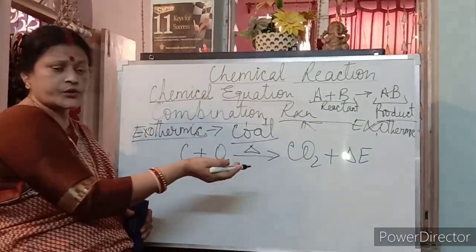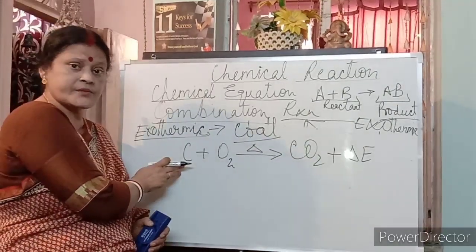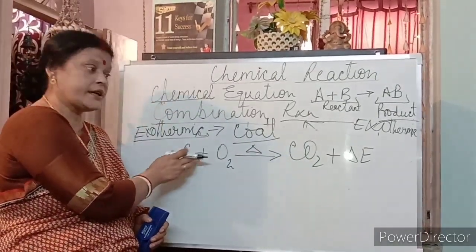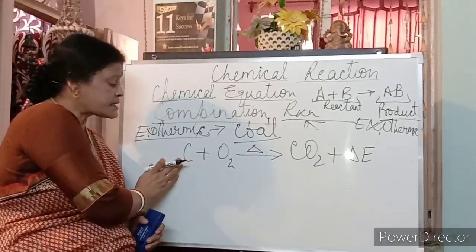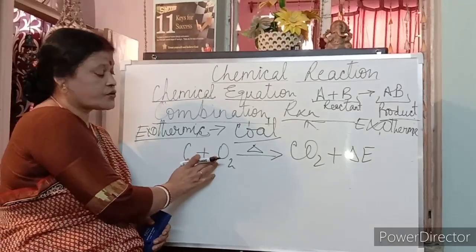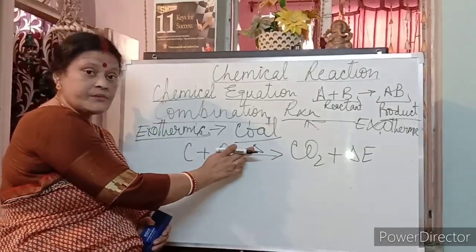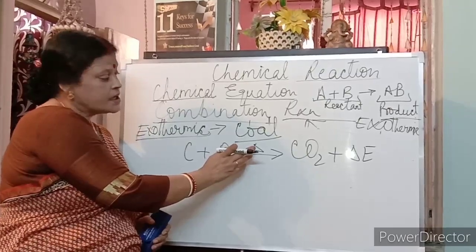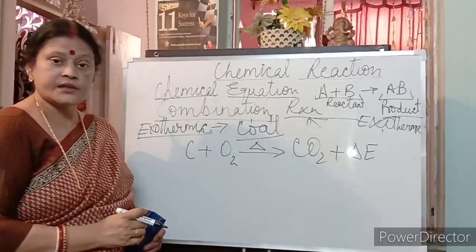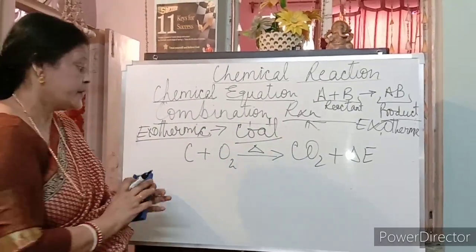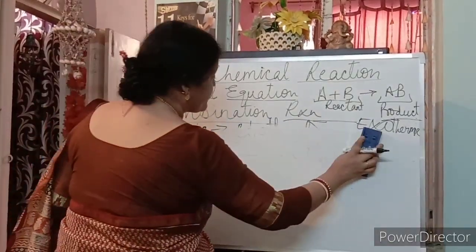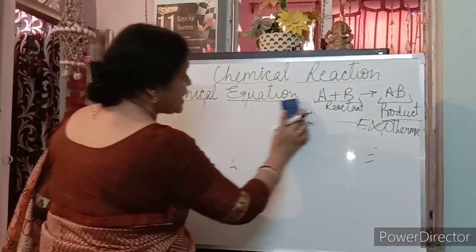Why not water, student? Because here only carbon has been taken. If hydrogen is there, then only water will be released. Otherwise, here simply carbon reacts with oxygen in presence of heat, the triangle represents heat, gives CO2 plus delta energy. This is the second example.